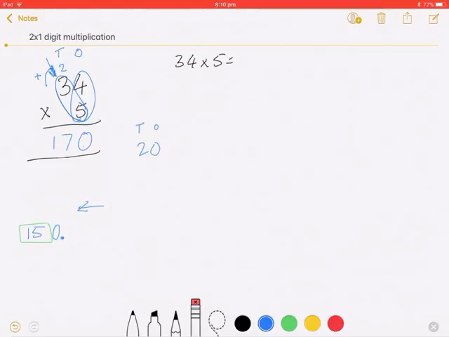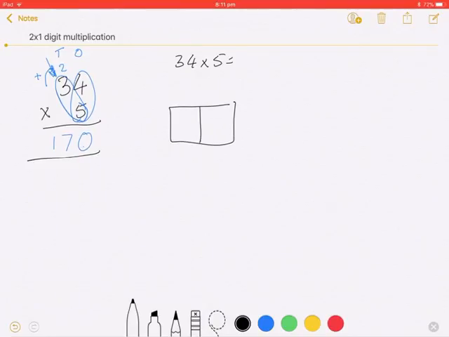There's other ways you can do this. You can do this by partitioning the number 34. So 34 partitioned is 30 plus 4. So I can do 30 and 4, and I'm going to multiply it by 5. 5 4s are 20, 3 5s are 15, 10 times bigger is 150.